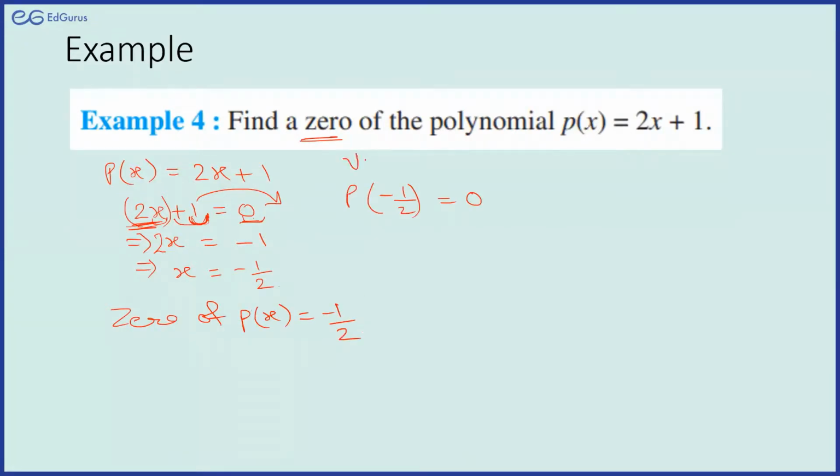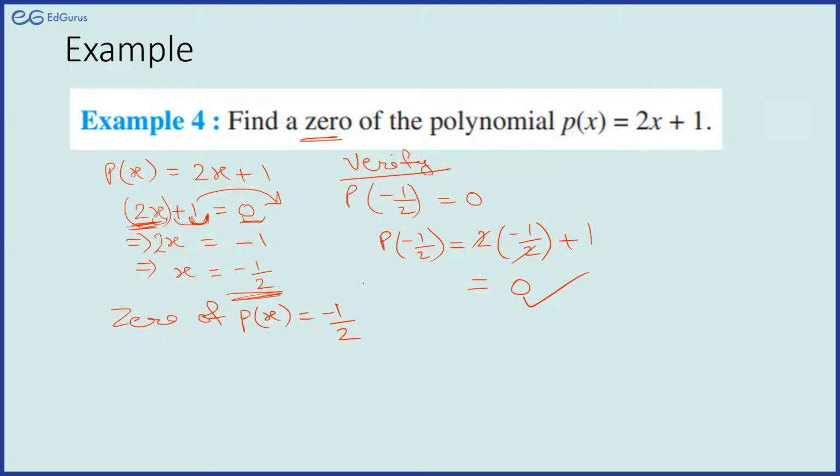Now let's verify. They didn't ask us, but let's verify, is it true? P of minus 1 by 2, is it really 0? Let's find the value of p of minus 1 by 2. So we will substitute x as minus 1 by 2, right? 2 cancels, minus 1 plus 1, 0. So yes, whatever we found here, that is the correct value.